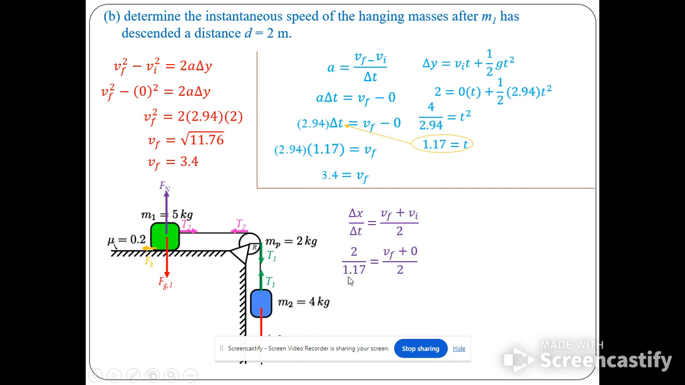The time here is 1.17, which we just found up here. And then VI is 0, and then VF is really the only unknown. So if you manipulate the function, you get 4 over 1.17. And if you just complete your calculator work, you get about 3.4 as well. So far, there's 3 different ways to do it.